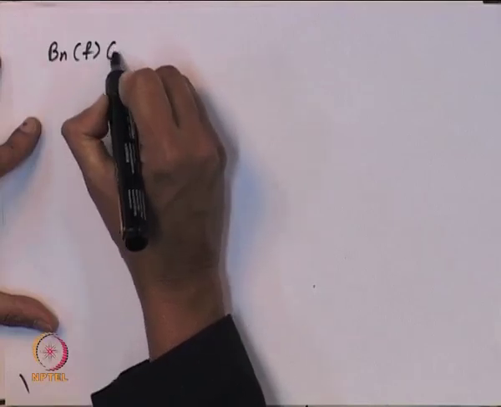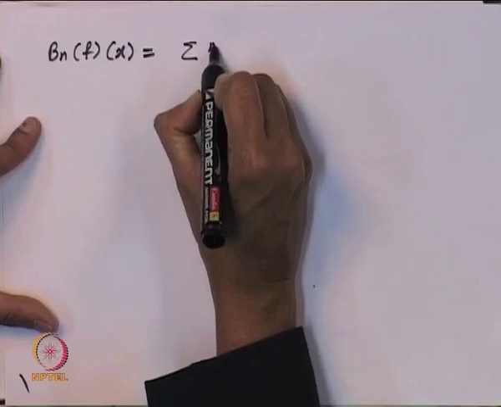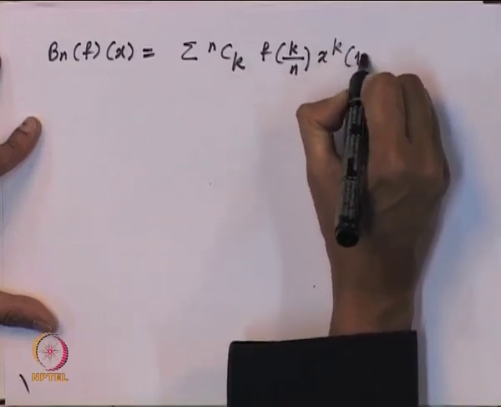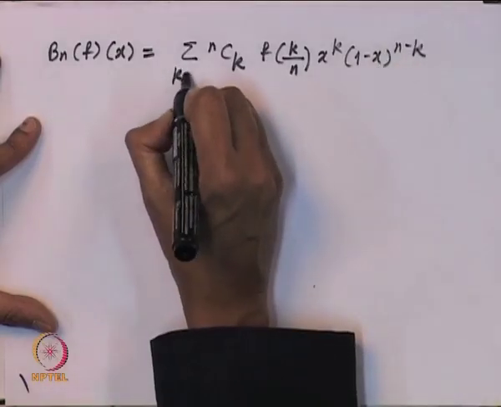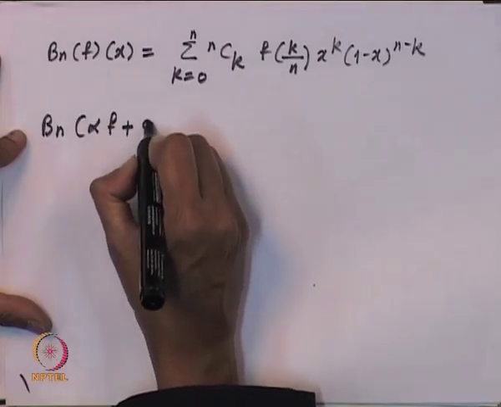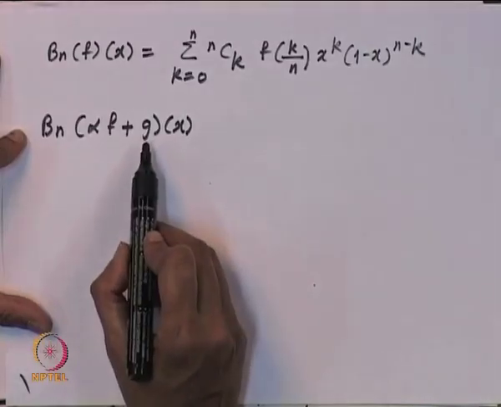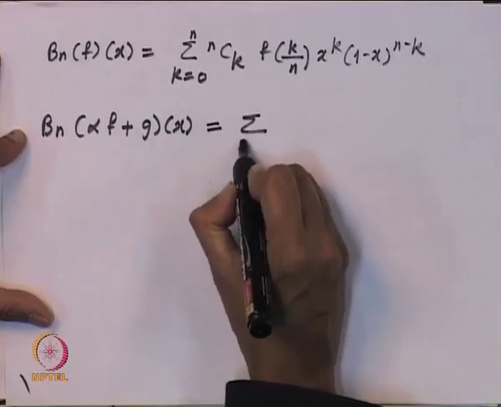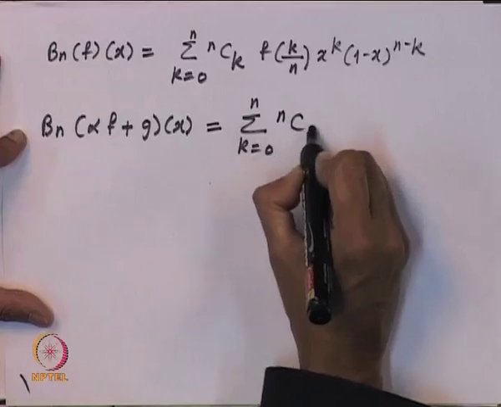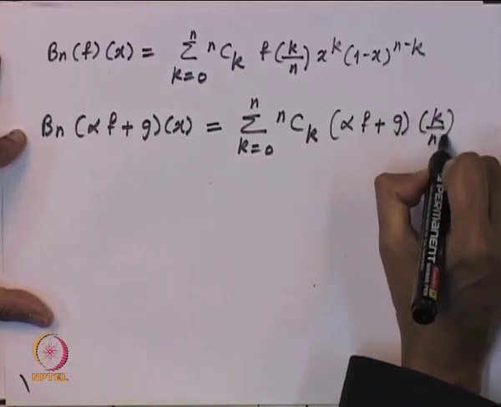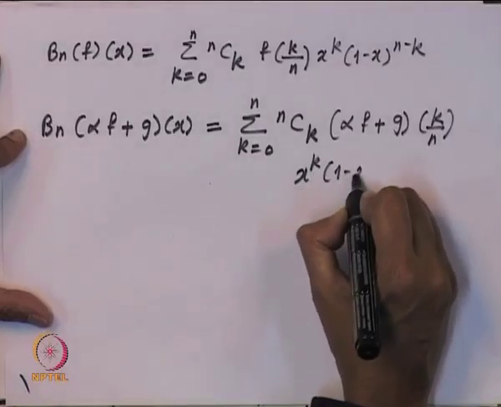So, once again let us look at the Bernstein polynomial. It is b n f at x is equal to summation n c k value of f at k by n x raise to k 1 minus x raise to n minus k, k going from 0 to n. If I look at b n of alpha f plus g at x, where f and g are two continuous functions defined on interval 0 to 1, and alpha is a real number, this will be summation k goes from 0 to n, n c k alpha f plus g, its values at k by n, x raise to k 1 minus x raise to n minus k.